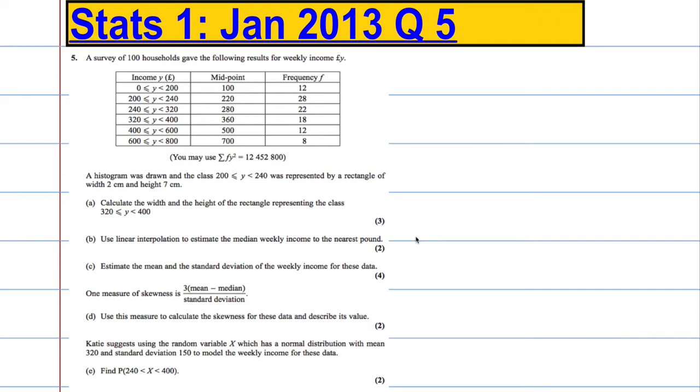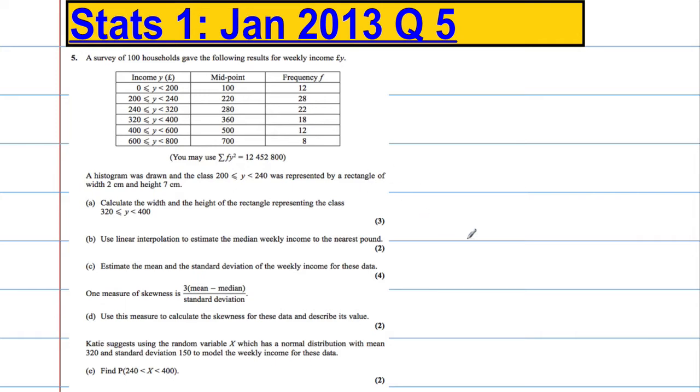Okay, so question 5. We've got a survey of 100 households that gave the following results for weekly income, as shown by the table. We're told that the sum of fy squared is given, and that a histogram was drawn. The class interval 200 to 240 was represented by a rectangle of width 2 and height 7. Calculate the width and height of the rectangle representing the class 320 to 400.